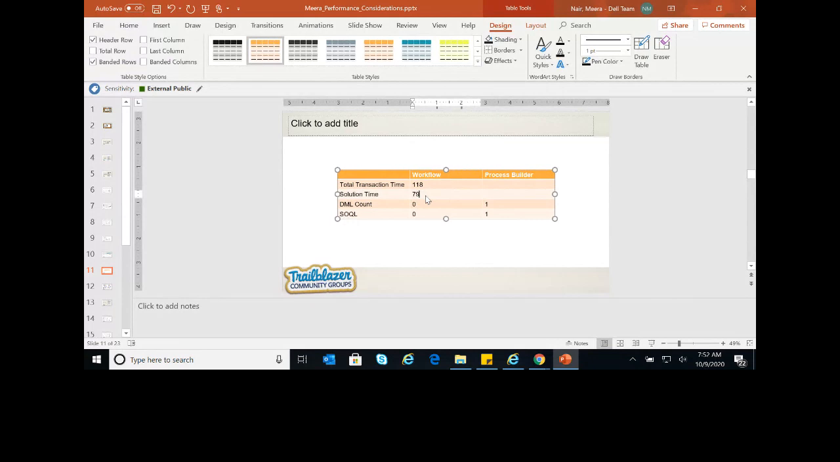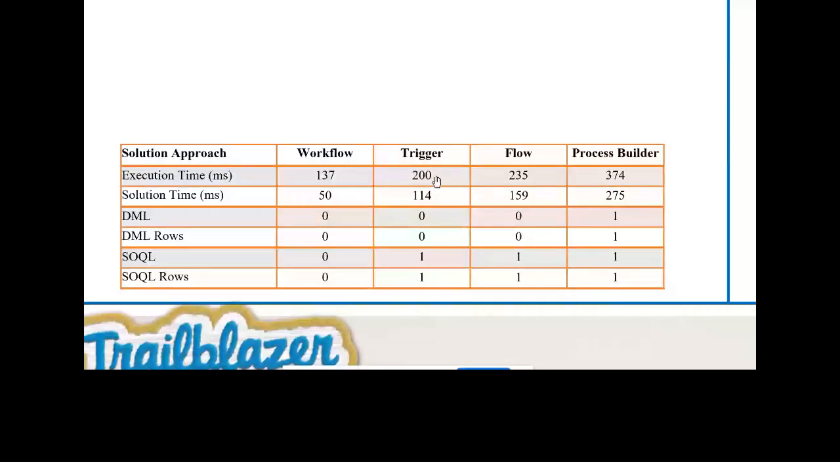I hope it is visible clearly now. This is a comparison over all our 4 solution options. If you see, for a workflow, when I executed, it was consuming 137 milliseconds, trigger 200, flow 235, and process builder 374. So you can see an increment in the total time consumed. And surprisingly, for a trigger, the total transaction time is even less compared to a flow and process builder. That means the flow and process builder are taking more time.